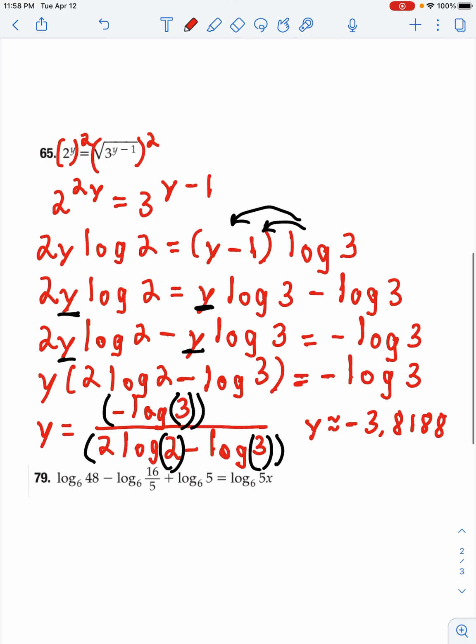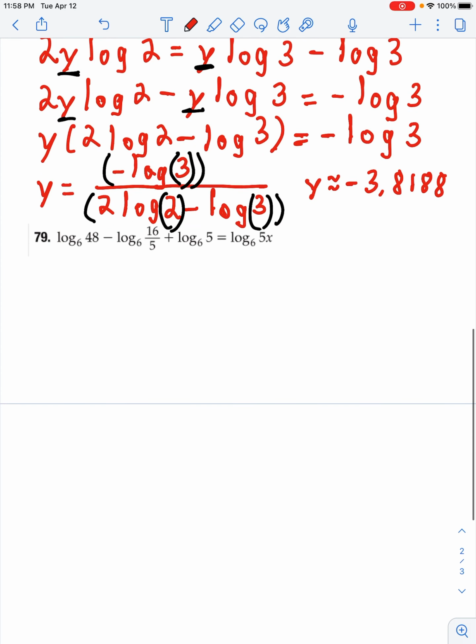All right, that's 65. Then finally, we come to 79. In 79, we are just using log properties to simplify the left side. Right now, there are 3 base 6 logs on the left side. The right side is a base 6 log as well. So if we can condense the 3 logs into one on the left, then log base 6 will drop out and we can set the arguments equal. As the equation is now given, though, we can't just drop the log base 6 and think we're going to take 48 minus 16/5 plus 5, because that's not how our properties of logarithms work.